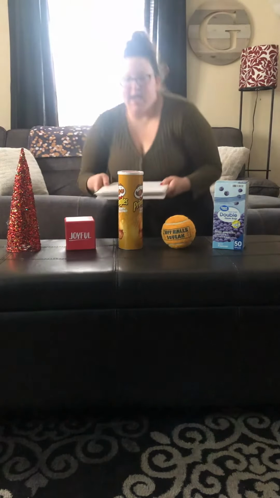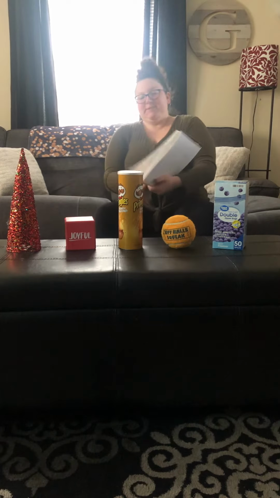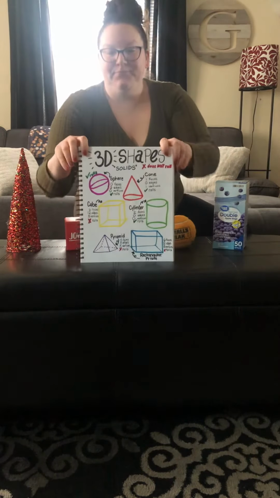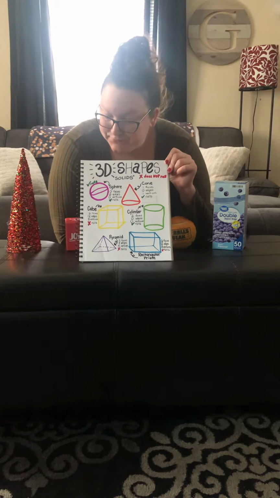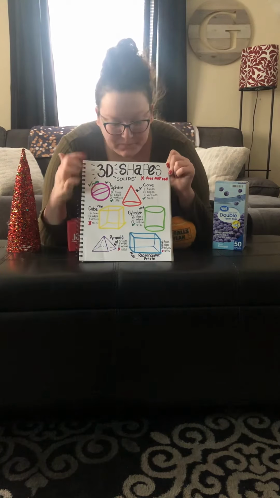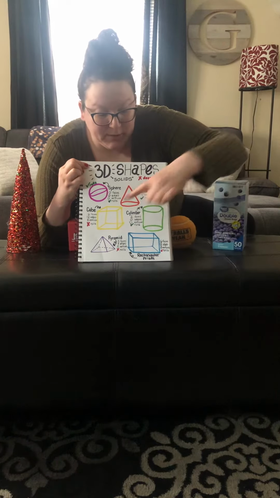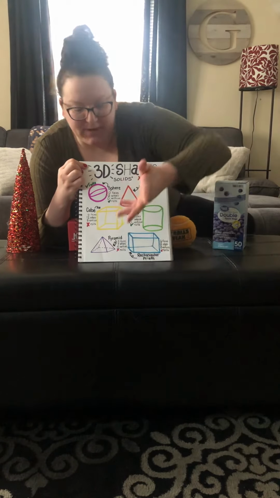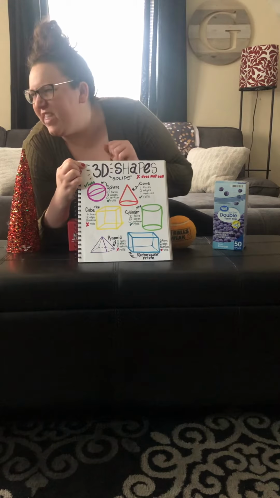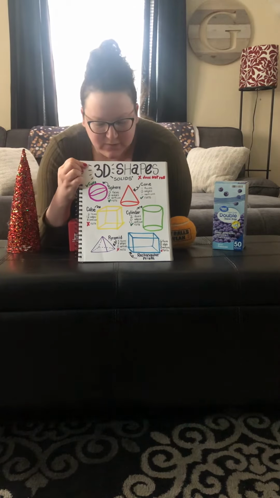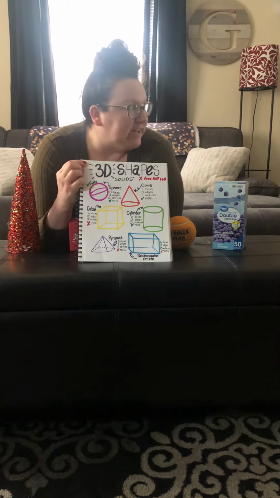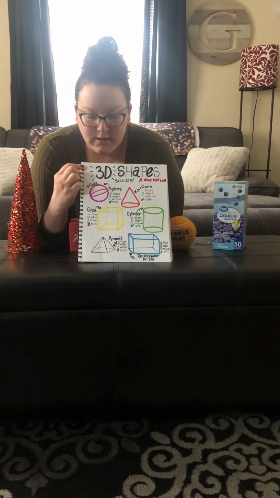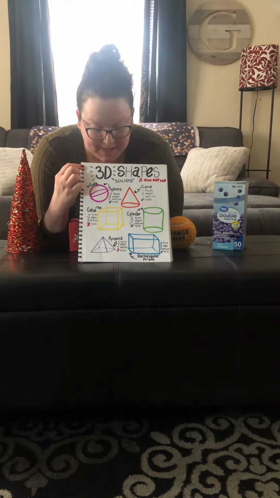So, if we were going to look at these 3D shapes, we have 6 of them here. I have the sphere, the cone, the cube, the cylinder, the rectangular prism, and a pyramid, which I couldn't really find in my house. These 3D shapes, we are going to describe them.